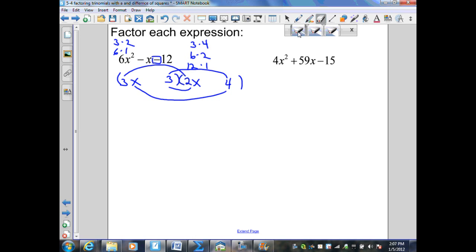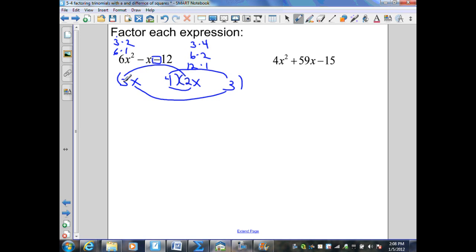I erase those two factors, 3 and 4. I leave 3 and 2 until I go through each set of factors and also flip each set of factors. And if that doesn't work, then I go back to 6 and 1 and try each one again and flipping each one. So we did the 3 and the 4. It didn't work, so let's try the 4 and the 3.